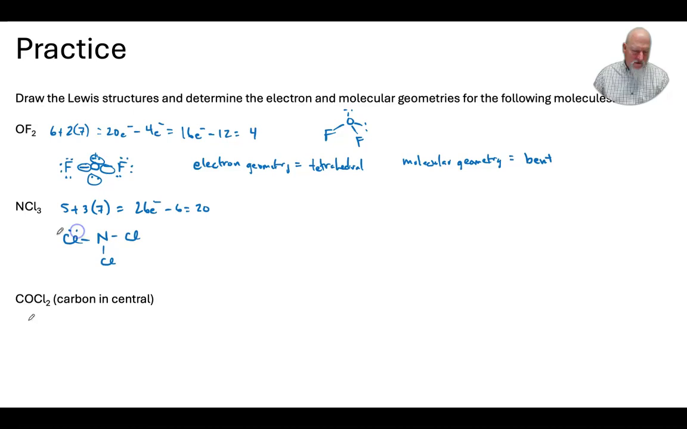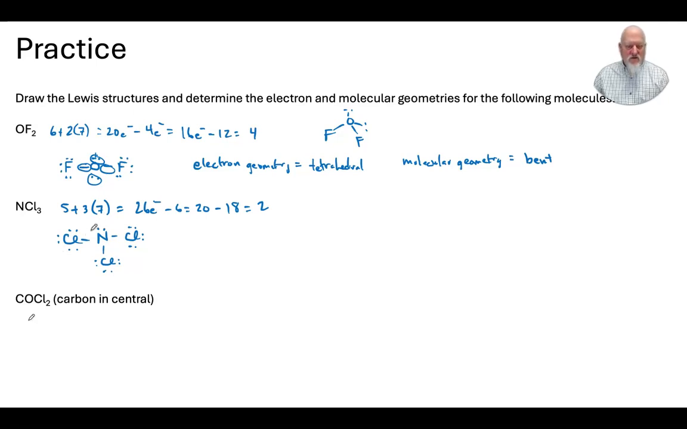Now we fill our chlorines, because they want 8 electrons. So we're going to fill our chlorines using non-bonding electrons. And when I do that, each of the chlorines has now 8 electrons around it. 2 in the bonds and then 6 non-bonding electrons. I used 18 electrons to do that. So I have 2 left. Those 2 go on the nitrogen, because leftover electrons go on the central atom. We can see the nitrogen has 8 electrons around it. There's 3 bonds with 2 electrons each, so 3 times 2 is 6, plus that non-bonding group on top.